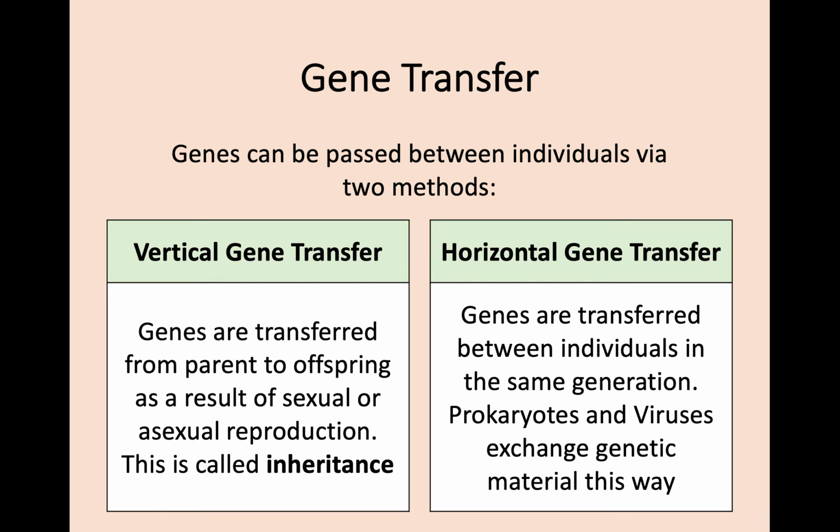The other one though, which we've not discussed, is horizontal gene transfer. This is where genes are transferred between individuals of the same population. Sorry, the same generation rather than the next generation. Prokaryotes and viruses are able to exchange genetic material this way, and there's quite a big advantage to this that we'll come into in a second.